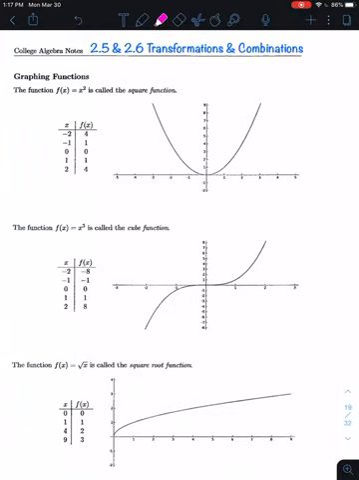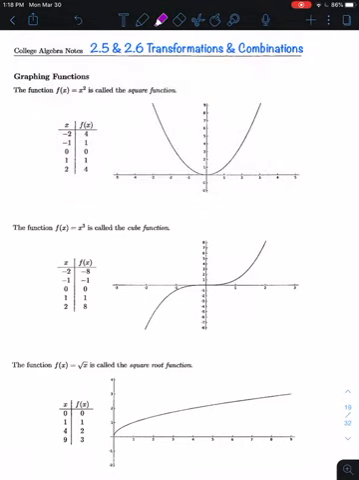Today we're in section 2.5 and 2.6, transformations and combinations of functions. So this first section that you have in your notes is pretty much already worked out. I'm just going to go through and explain what we have here.